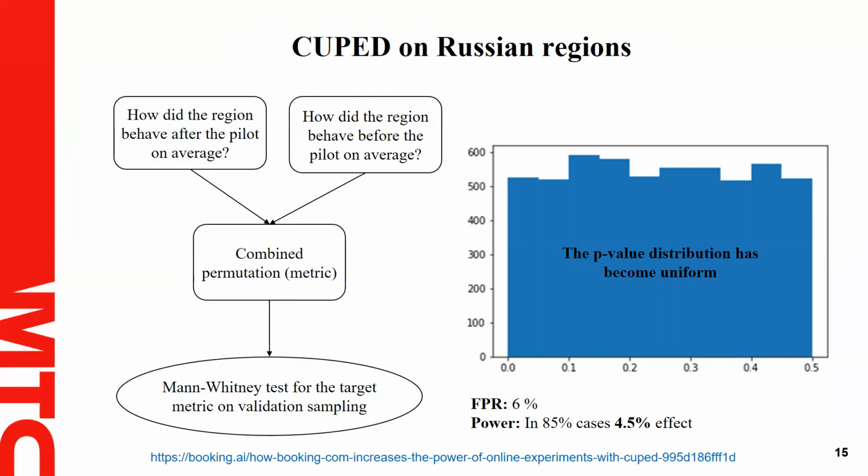We know how the region behaved before the pilot on average, and we know how it began to behave after. We can use this to make a combined metric. Let's use the Mann-Whitney criterion applied to the CUPED-transformed target metric on a validation sample, of course. It can be seen, most importantly, that the distribution of p-values becomes uniform. And when we use the CUPED transformation, our variance is greatly reduced. We are catching the effect more sensitively. It's already 4.5% of the effect in 85% of cases.